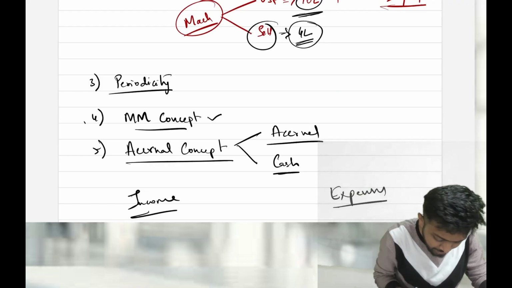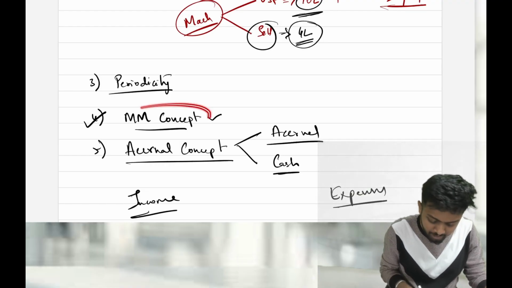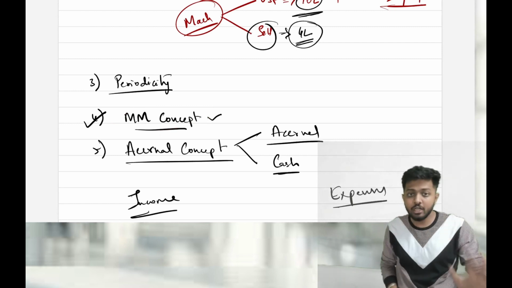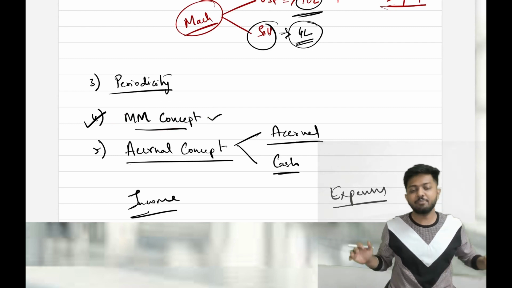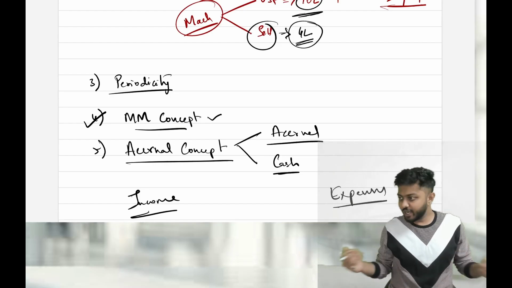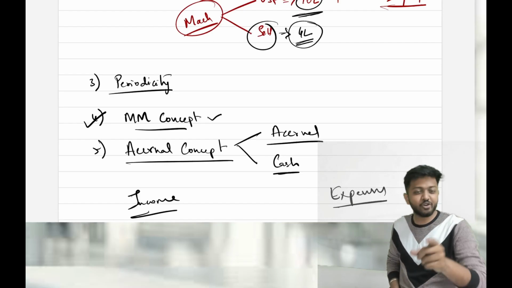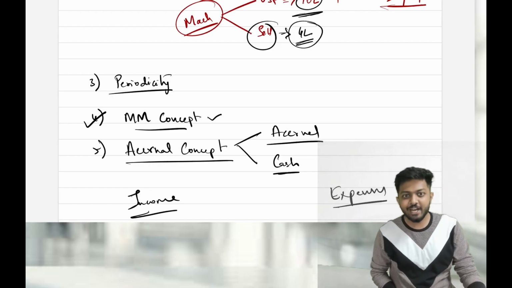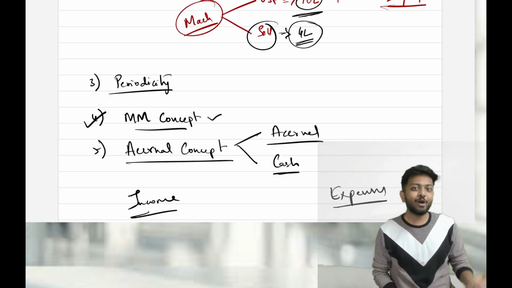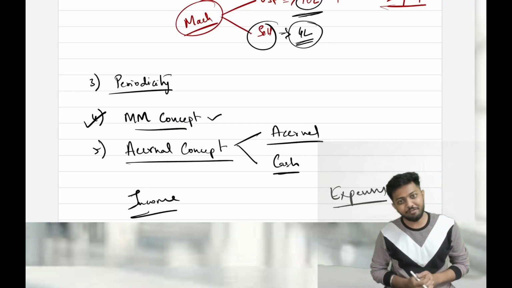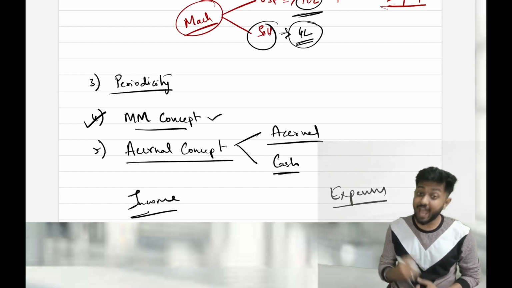Then we have money measurement concept. What did we learn in money measurement concept? Anything which can be measured in terms of money only can come into the books of accounts. If you are unable to measure something in terms of money, then you cannot bring it to the books of accounts. For example, if you are our student, you'll know the example we used in our classes, loyalty. Can the loyalty of an employee be recorded? No, not possible, because loyalty cannot be measured in terms of money, though it is an asset to the company.